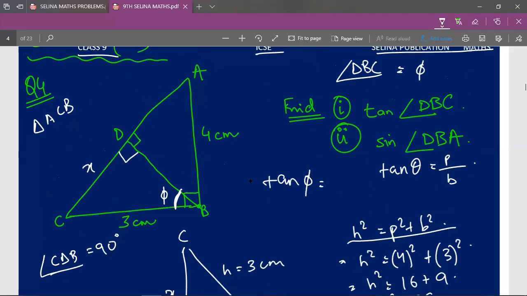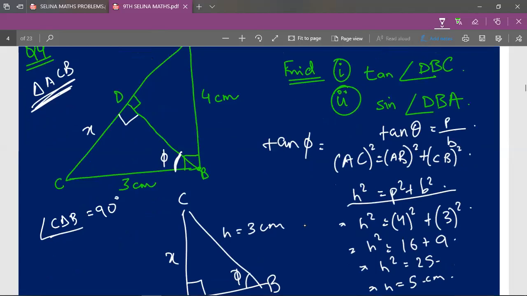In triangle ACB, let's assume that. So in triangle ACB, the hypotenuse is AC. So AC whole square is equal to P square, which is AB whole square, plus CB whole square, which is the base. So AC whole square is equal to AB whole square plus CB whole square. This is the alphabetical order in which we have arranged according to the Pythagoras theorem.